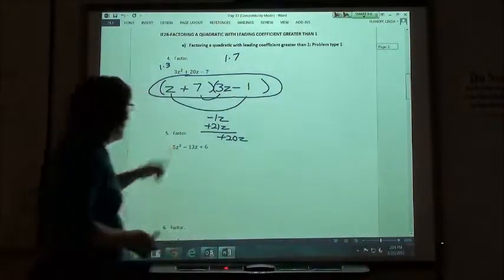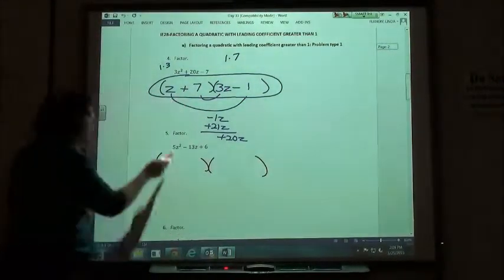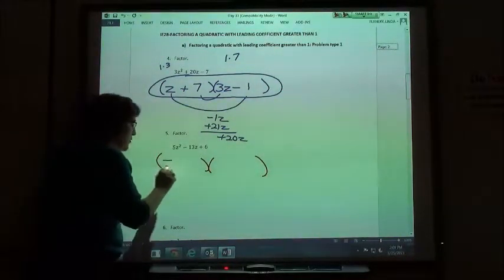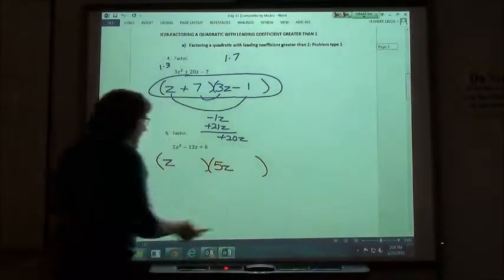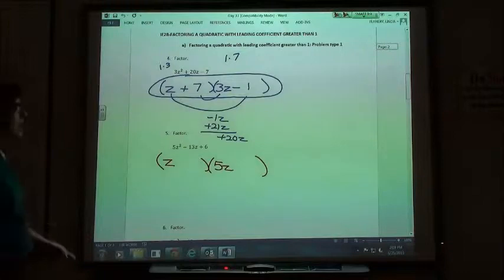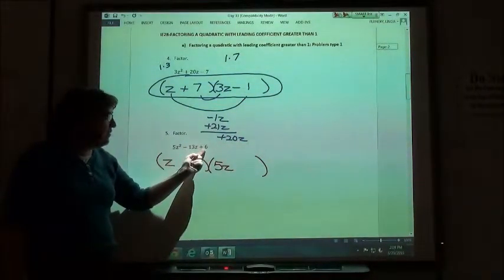So number 5, if I'm going to factor that, again, I know it came from FOILing. Factors of 5z squared. Well, the only factors of 5, 1 times 5. So z and 5z. Z times 5z is 5z squared. This time my end sign is positive. If my end sign is positive, they both have to be the same.